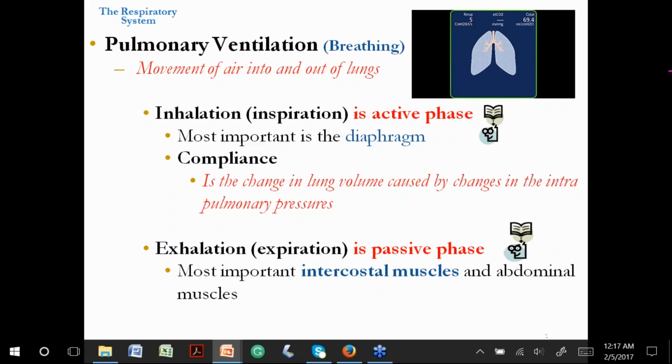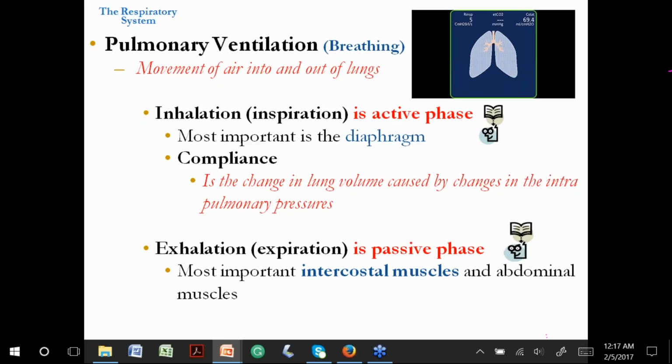That is one of the main characteristics of the lung, and we are going to see in some pathologies that the lungs are not able to have enough compliance, so compliance goes down. Talking about pulmonary ventilation, we have inhalation or inspiration, and exhalation or expiration. What we need to remember is this: inhalation is the active phase, because you are using your diaphragm in order to inhale.